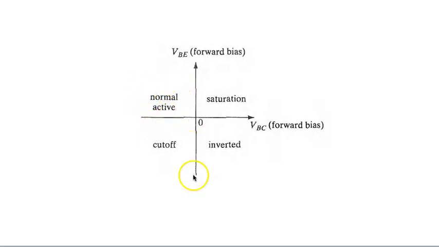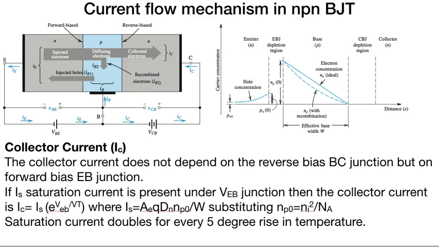If both regions are reverse biased, then it is the cutoff mode, and if the base to emitter region is reverse biased and the collector to base region is forward biased, then it is the inverted mode. Now let's look at the current flow mechanism in an NPN BJT.